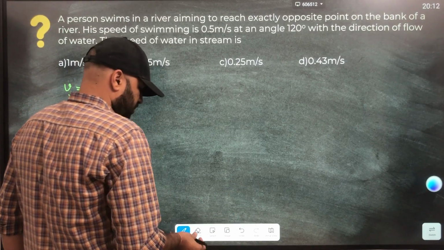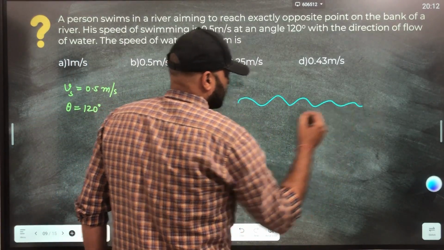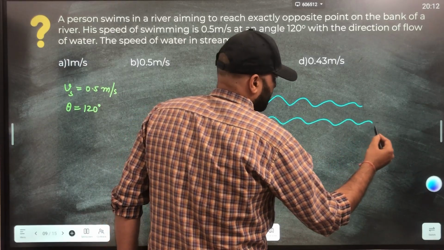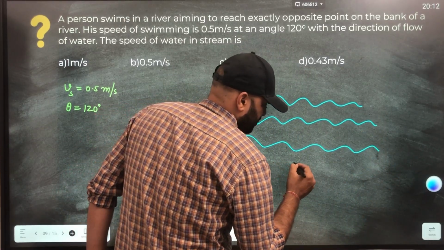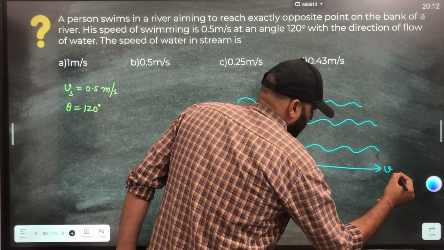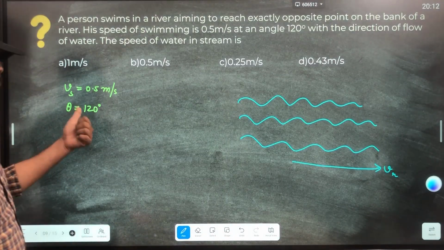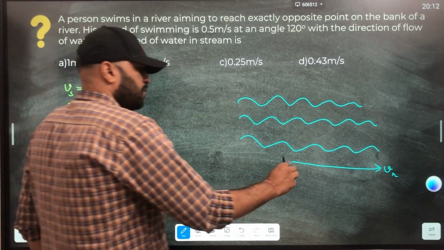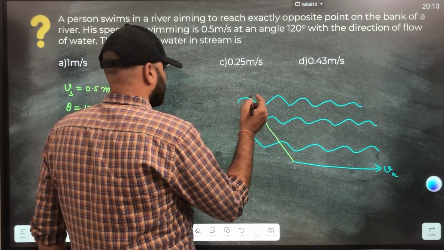Let me just draw this, a rough diagram. Let's say this is our river, moving in this direction. This is our velocity of river, VR, in this direction. And the person is moving at 120 degree with this. So 120 degree with this will obviously be in this direction. This will be the velocity of the swimmer.